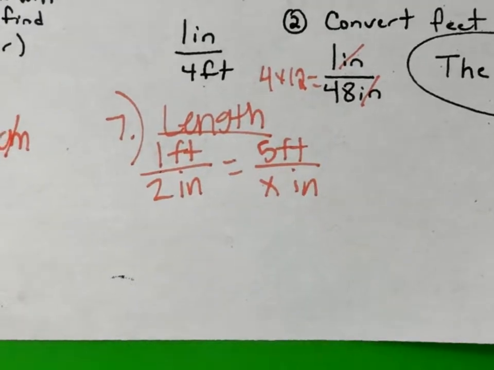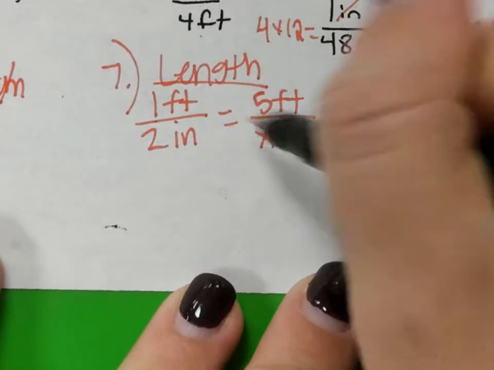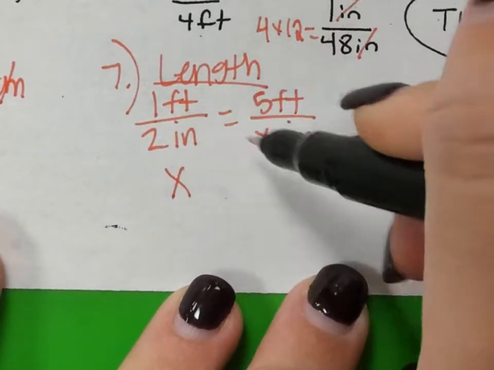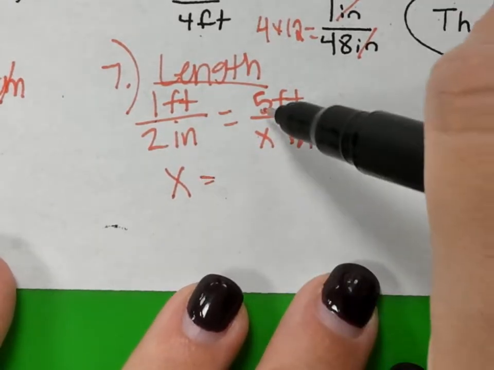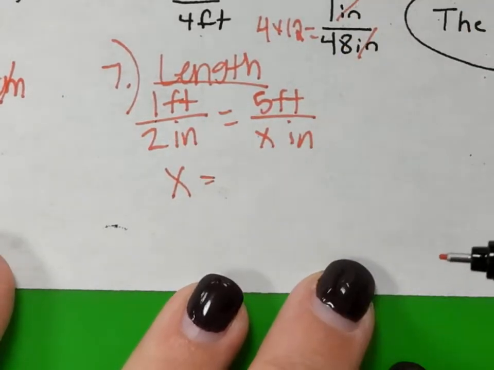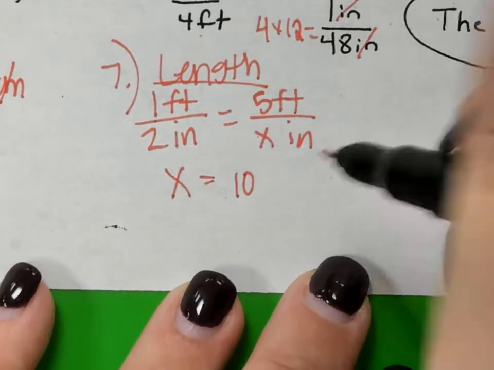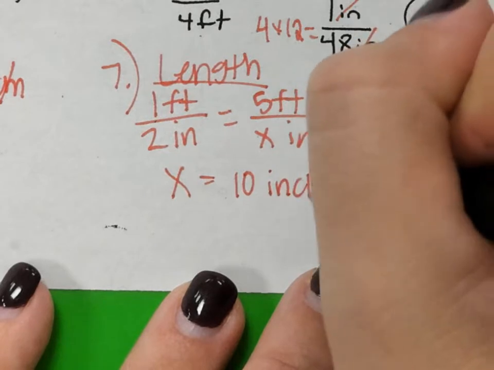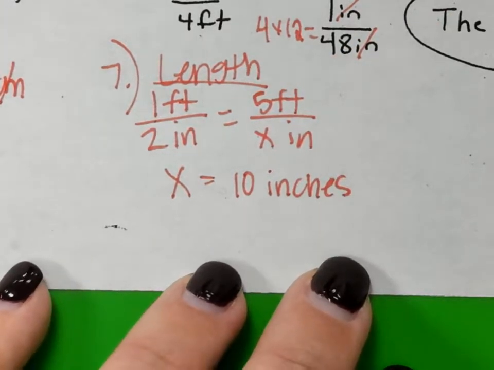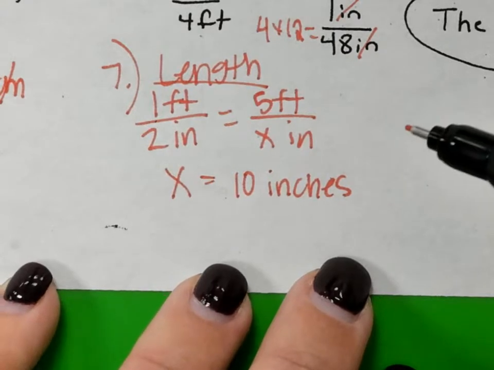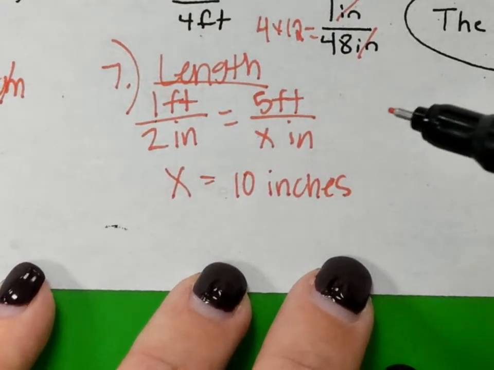Okay. So now I have this proportion set up, so I need to use my cross product. So that means I have 1 times x, which is just x, right? Equals 5 times 2, which is what? 10. So x is equal to 10 inches. And that's my length. Am I done yet? No. What do I have to find next, Tyler? My scale factor.